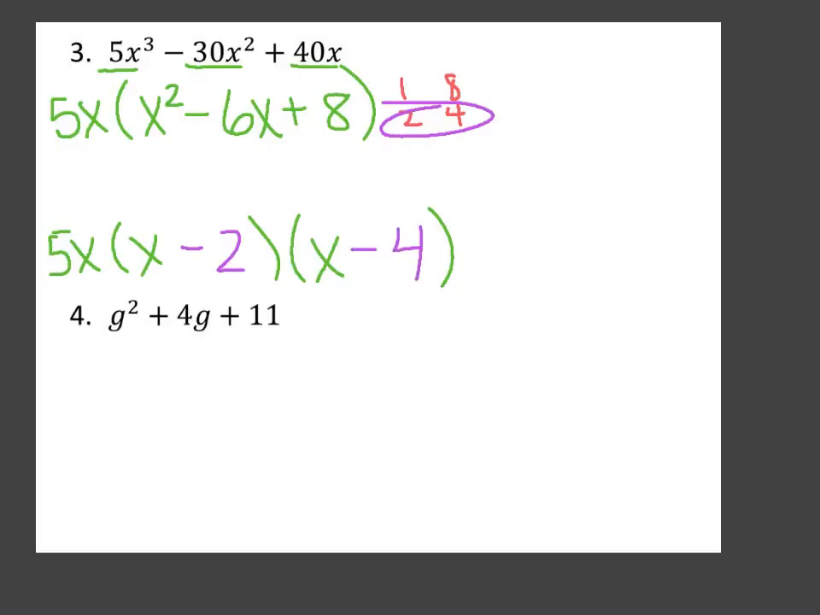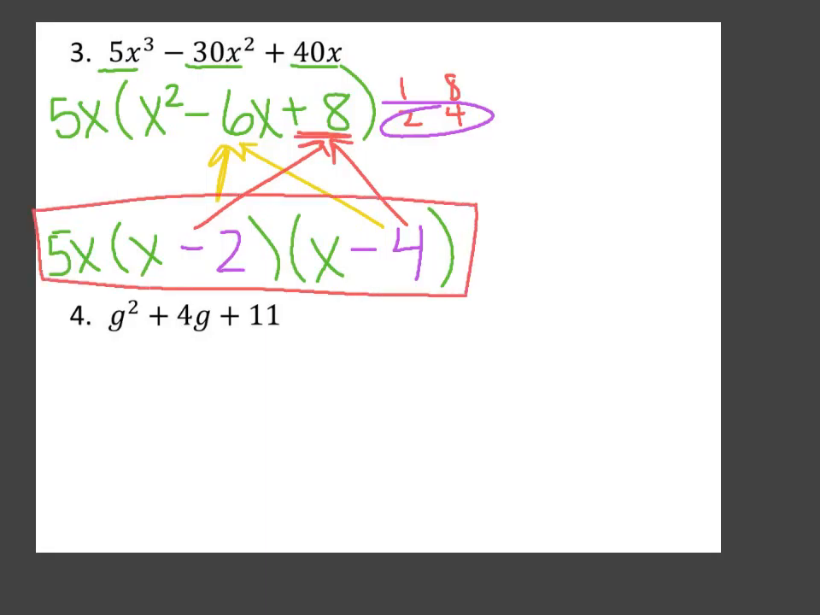So let's double check. Is negative 2 plus negative 4 negative 6? Yes. Is negative 2 times a negative 4 a positive 8? Yeah, it is. So there's my final factored answer.